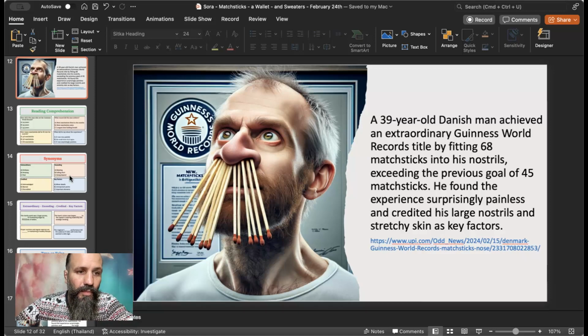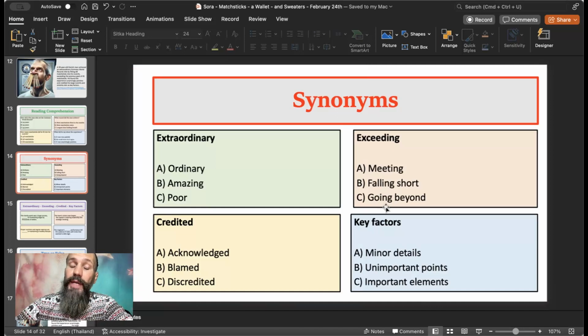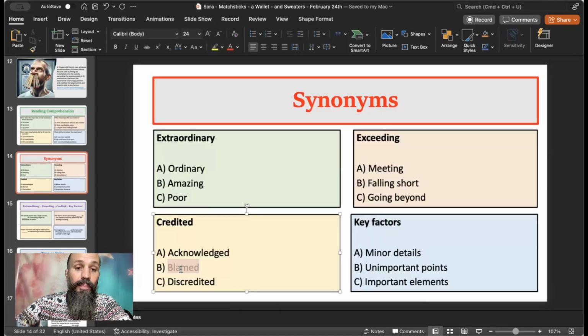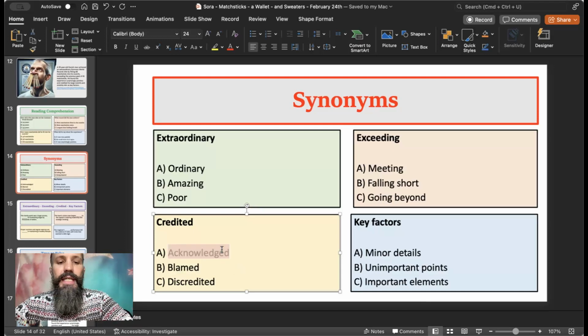And that means that it's going beyond, right? It's going beyond the previous goal, or the previous record, actually, probably. Credited, again, I'll let you read that thing. He found the experience surprisingly painless and credited his large nostrils and stretchy skin. So credited would be the opposite of blame, right? Blame would be something, if you had small nostrils, then you would blame it for not being able to do it. So acknowledged is going to be credited.